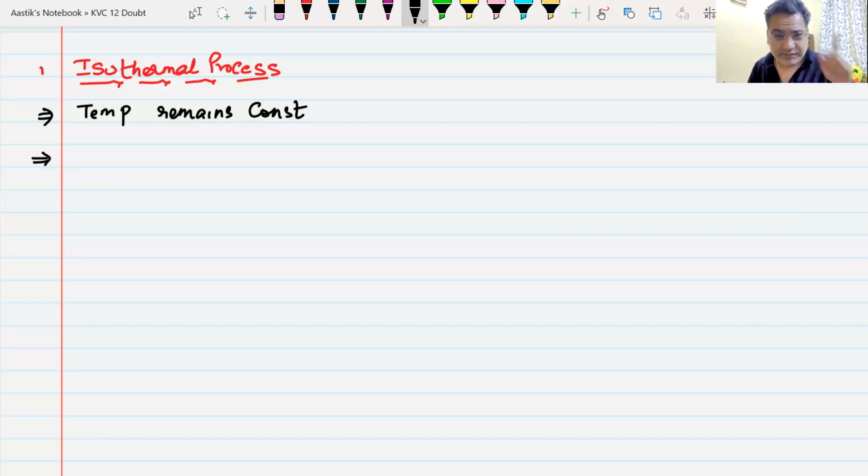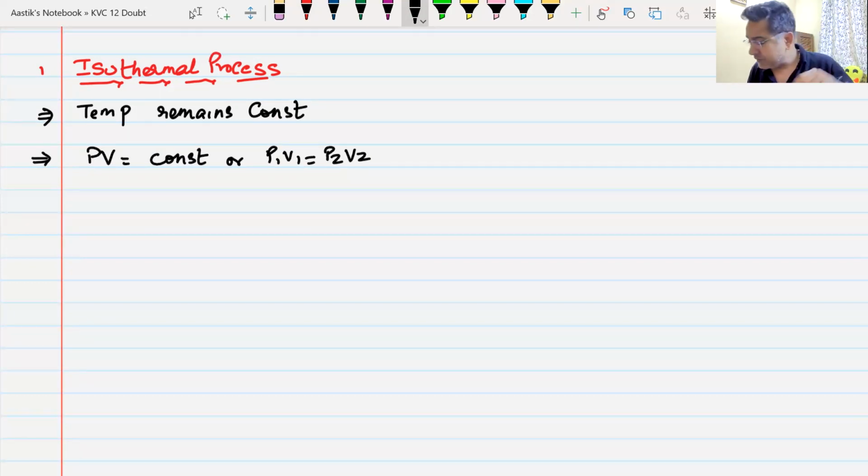Now, when the temperature remains constant, PV is equal to nRT. As I told you, this process is going to take place in a closed container, so the number of moles is not going to change. So the process becomes PV is equal to constant, or you can use P1 V1 is equal to P2 V2 for this process very conveniently. P1 V1 is equal to P2 V2. Temperature is constant, that means change in temperature becomes zero. So it is the same thing written in different ways.